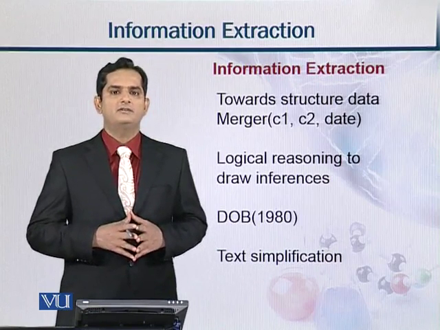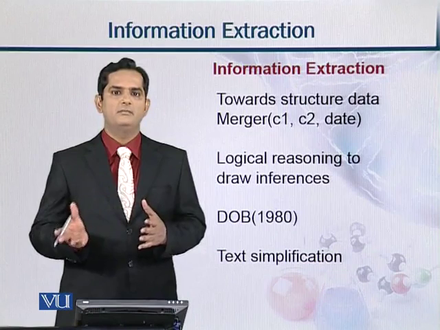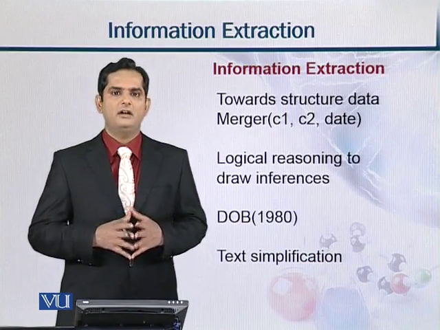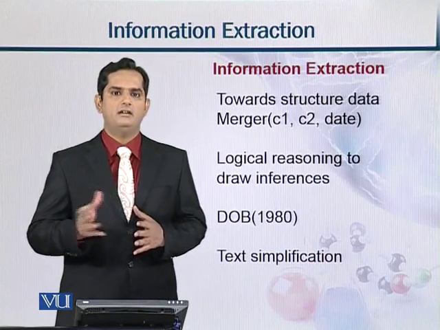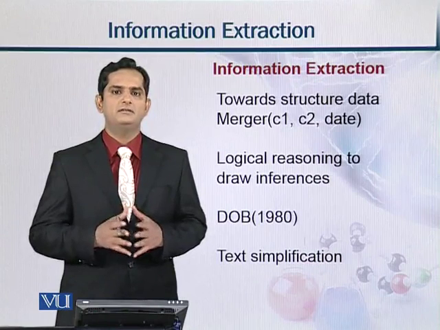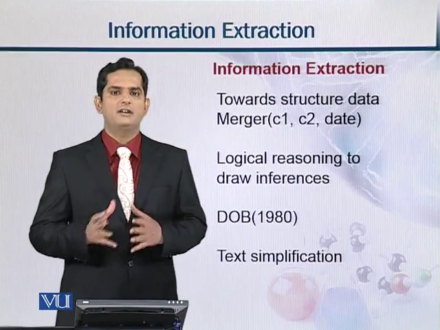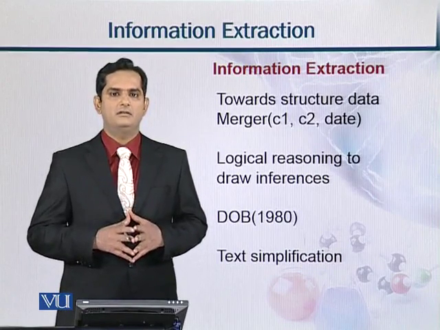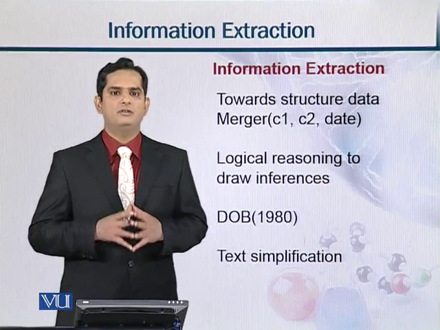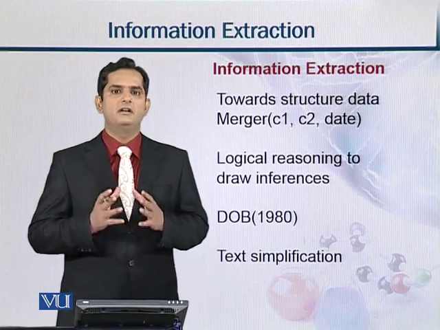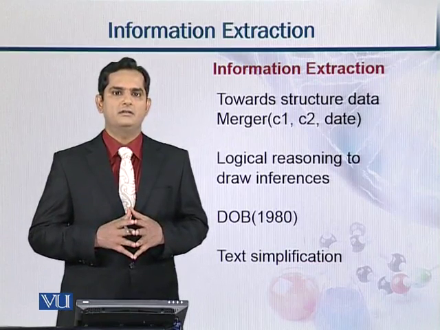Another advantage of information extraction is logical reasoning, which infers new rules and new information from the present data. Then we have an example for this logical reasoning. Suppose I say that a person has a date of birth of 1980, then I can easily infer that his age is roughly 34 years. Moving on, information extraction leads us to text simplification. Text simplification is related to making complex text as easy as possible. And we can say that just getting the information from our data is also under the heading of text simplification.